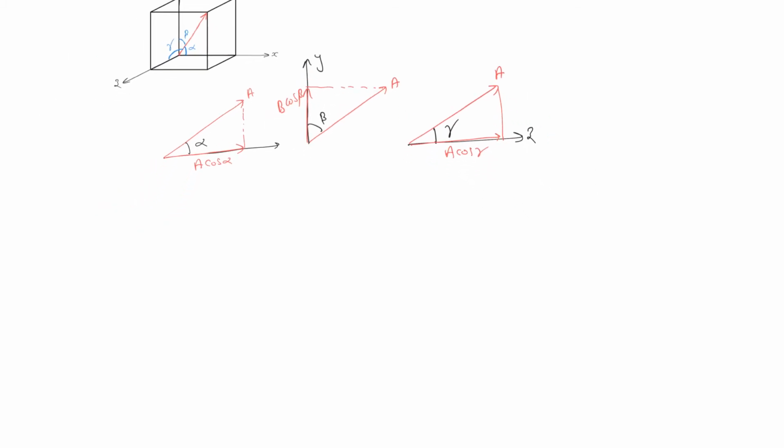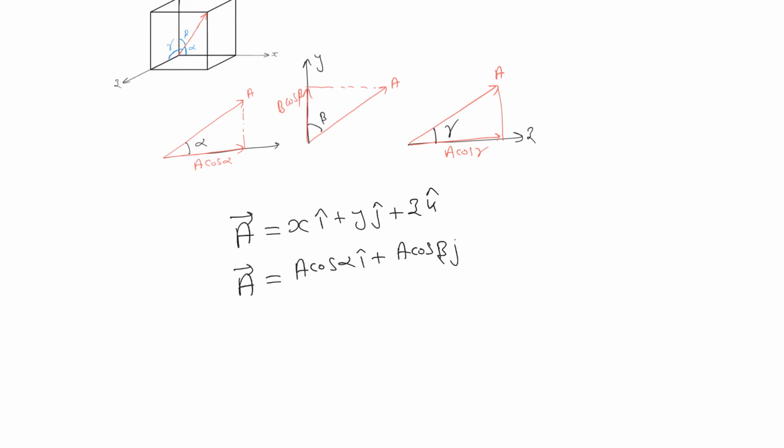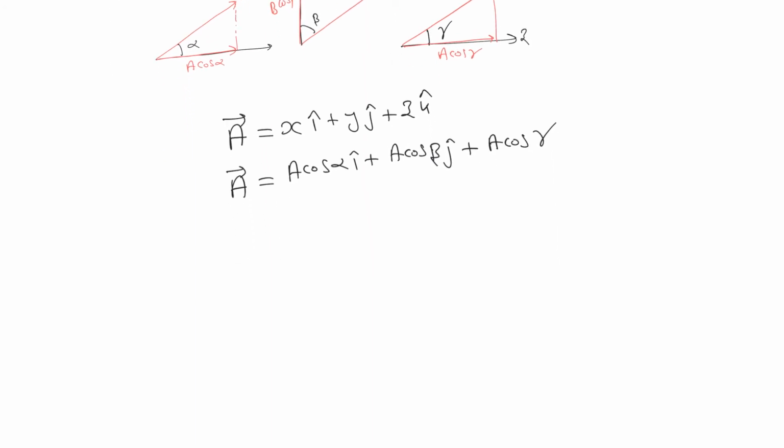So we can write, if the actual vector is represented by A vector equal to x i cap plus y j cap plus z k cap, then this x component is nothing but A cos alpha, this y component can be written as A cos beta, and the z component can be written as A cos gamma. So cos alpha, cos beta and cos gamma are known as direction cosines.